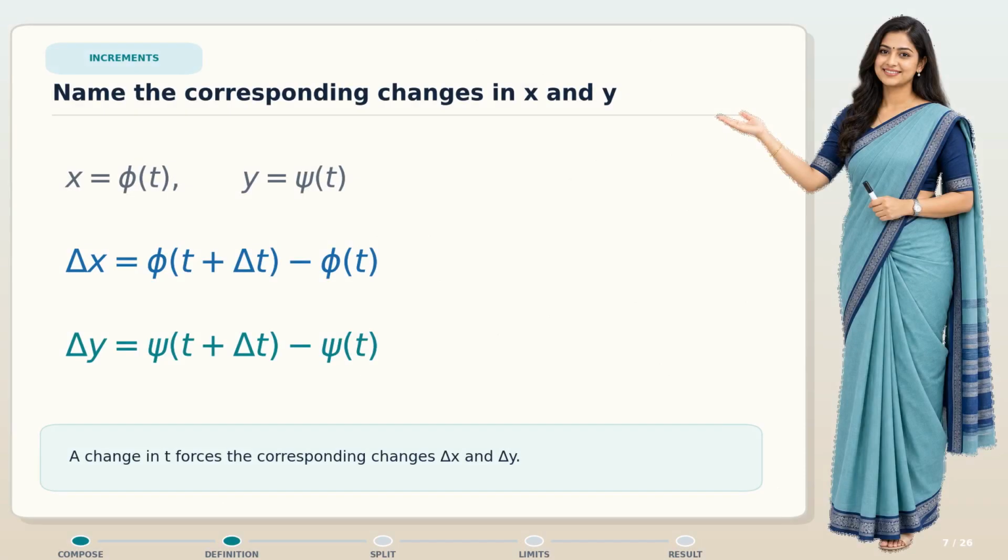Let x mean phi of t and let y mean psi of t. When t changes to t plus delta t, the change in x is phi of t plus delta t minus phi of t. We call this delta x. In exactly the same way, the change in y is psi of t plus delta t minus psi of t. We call this delta y.